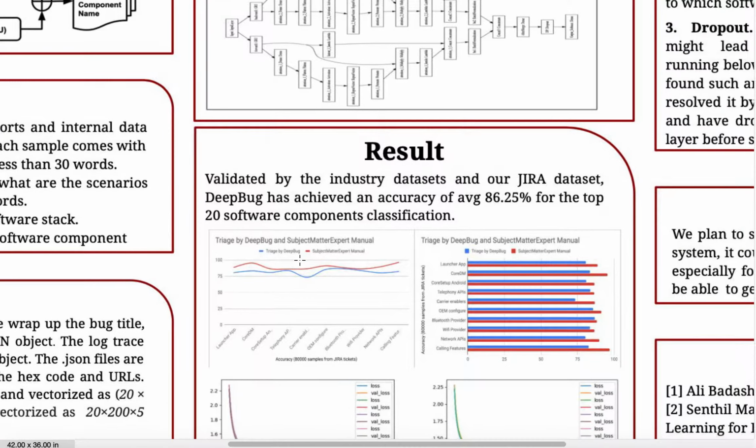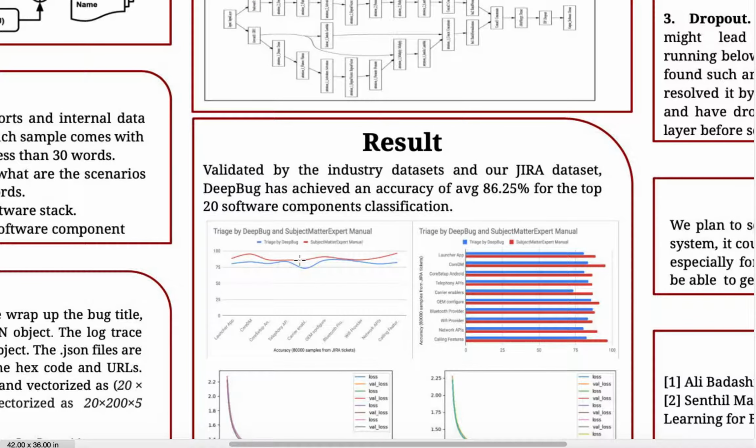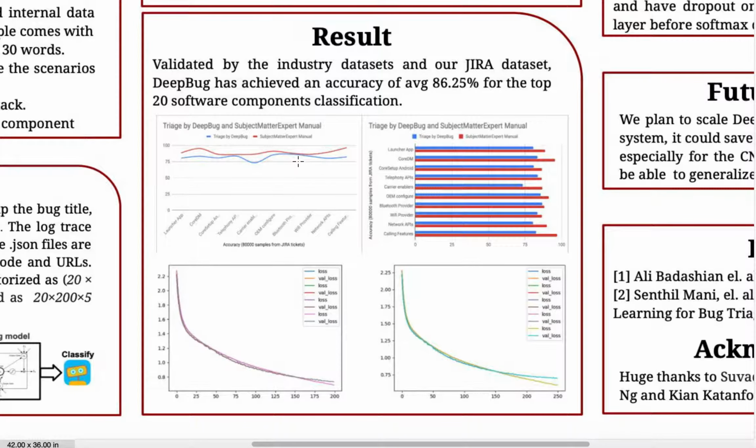The result we got is quite exciting. We validated with our internal dataset and the industry dataset. DeepBug has achieved an accuracy of 86% for the top 20 software components classification. Here we also compared the accuracy with our SMEs. You can see that for most components, DeepBug is working very well, and for some components there is still a gap. Obviously the manual triage is more accurate, such as for these calling features.